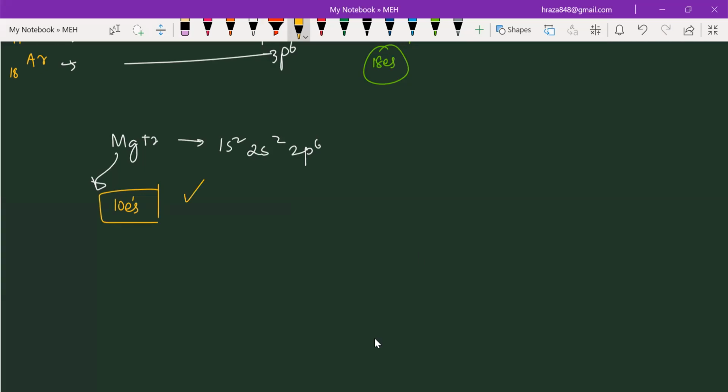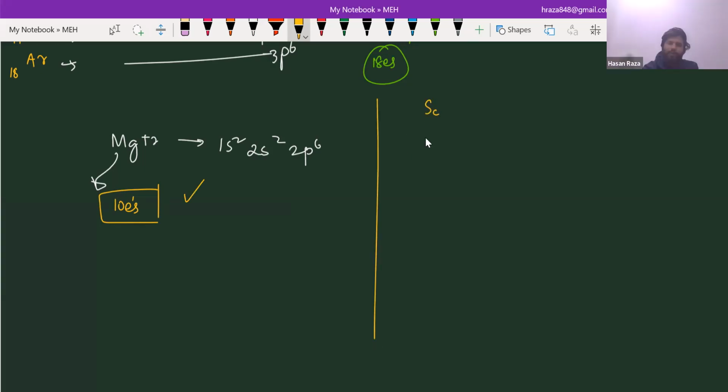Now, very good. Now you are going to do scandium 21. This is for homework: titanium, vanadium, chromium. Then comes your manganese. After manganese, you have iron. After iron, you have cobalt, then nickel, then copper, and then zinc.